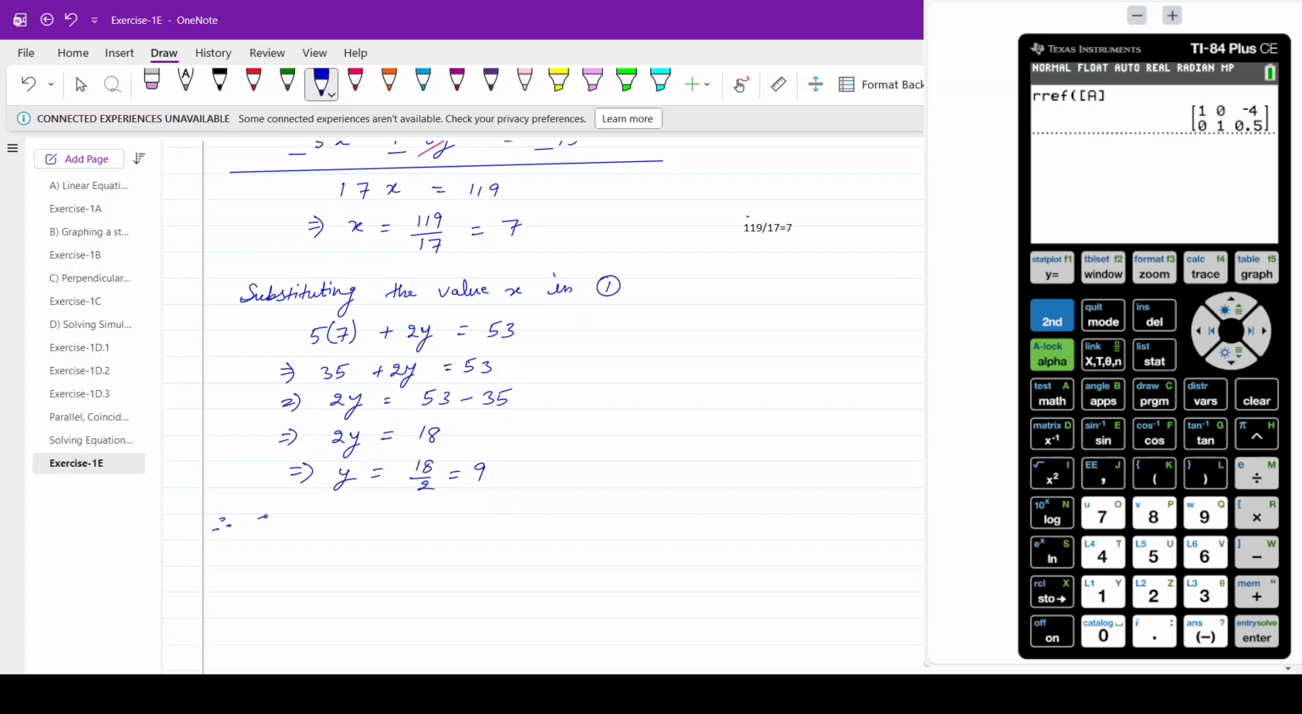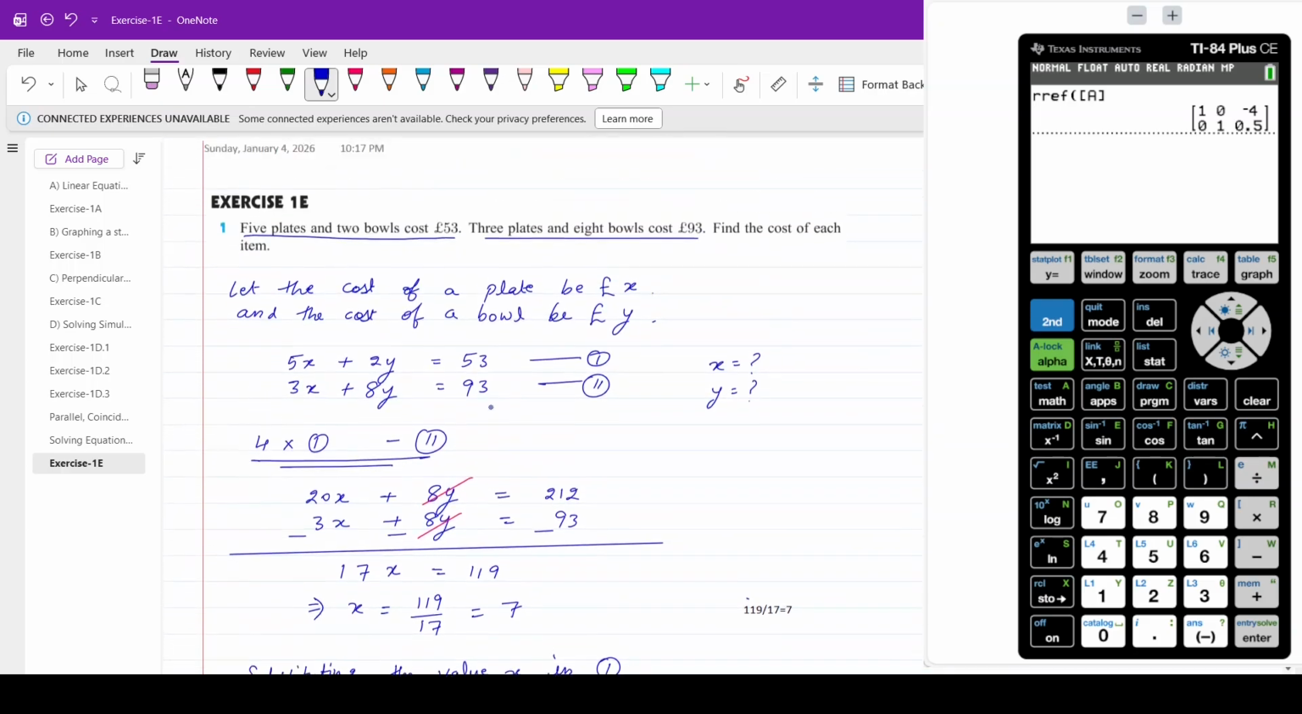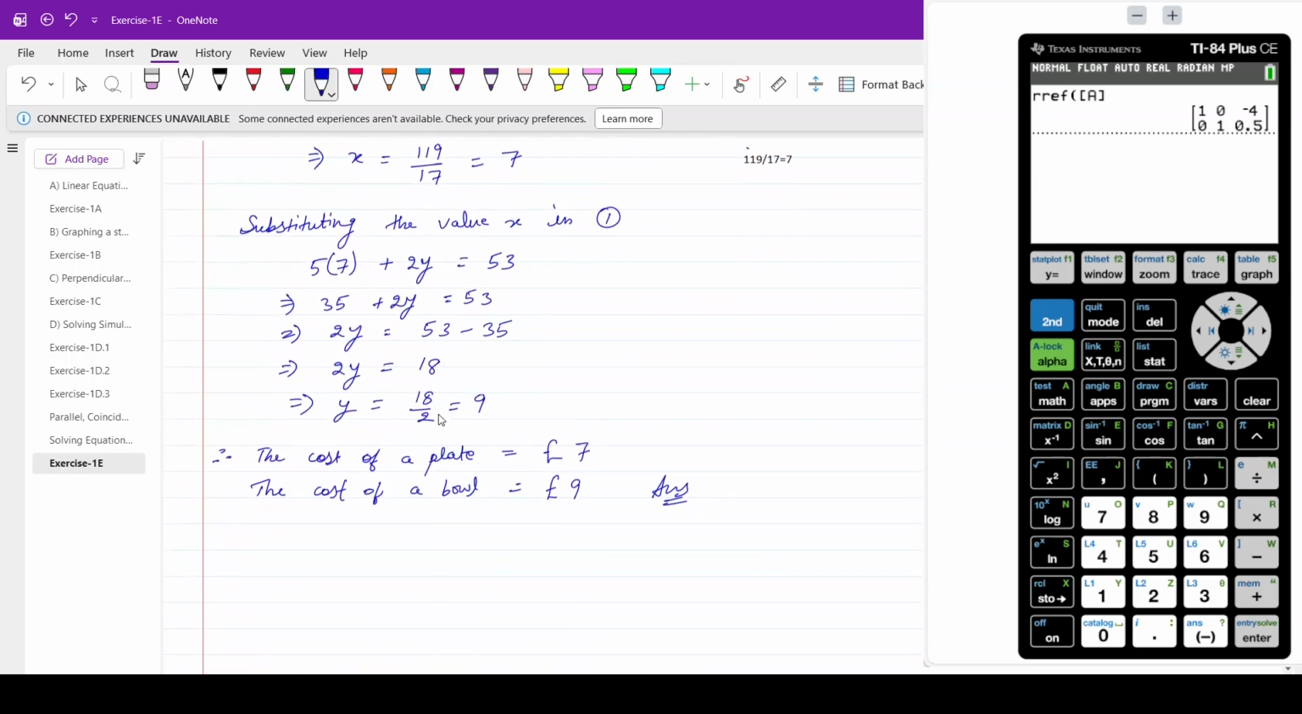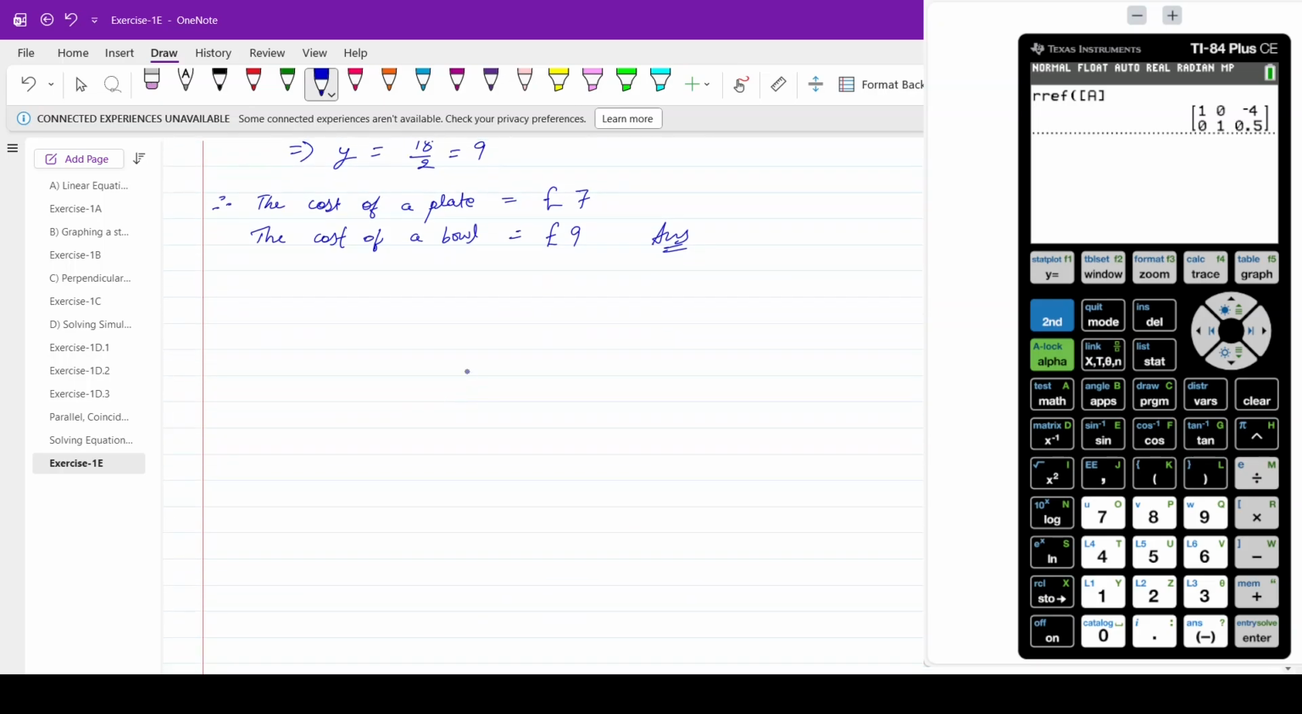Therefore, the cost of a plate is equal to 7 pounds, and the cost of a bowl is 9 pounds. Hence, this is our answer. That is question 1. Let's move on to the next question.